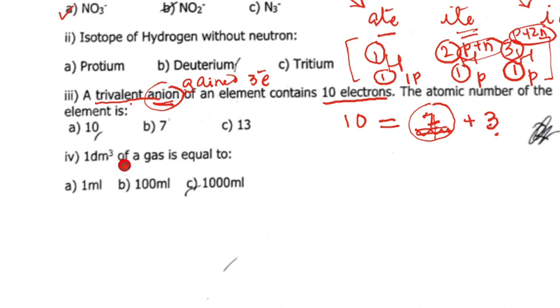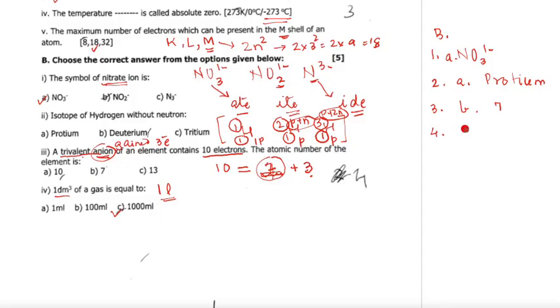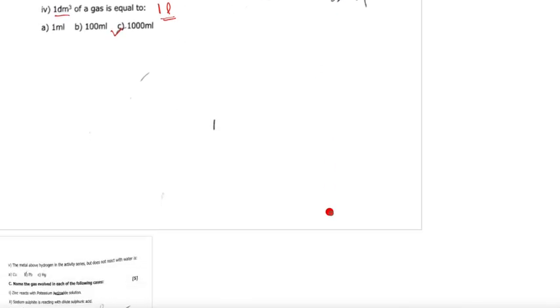Number 4. 1 dm cube of gas is equal to, now must remember that 1 dm cube is 1 liter. How much is 1 liter? Is it 1 ml, 100 ml, 1000 ml? It is 1000 ml. So here it will be C, and that is 1000 ml. Getting it right? Let's move to the fifth subpart here.